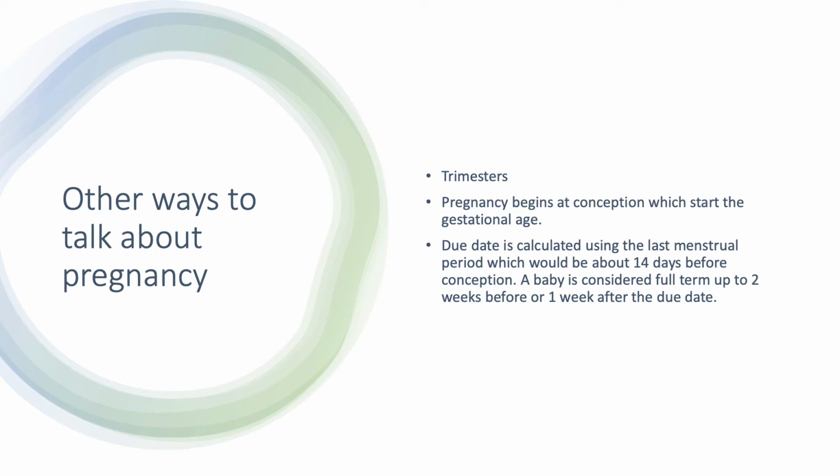We also talk about pregnancy and when it begins. Pregnancy begins at conception, and that is the beginning of the gestational age. But remember that when we calculate due dates, we do that based on the woman's last menstrual period, and the last menstrual period is usually about 14 days before conception. A baby then is considered to be a full-term birth 2 weeks before the due date or 1 week after the due date.